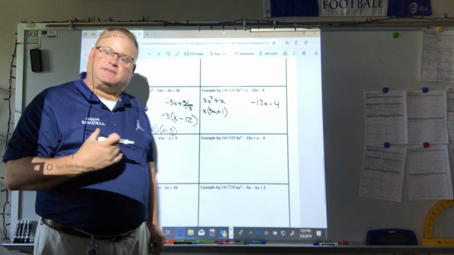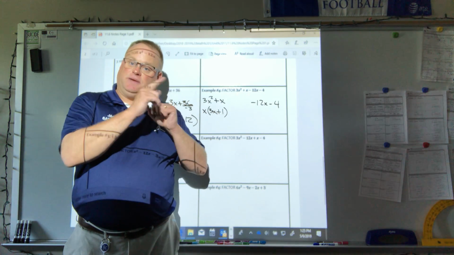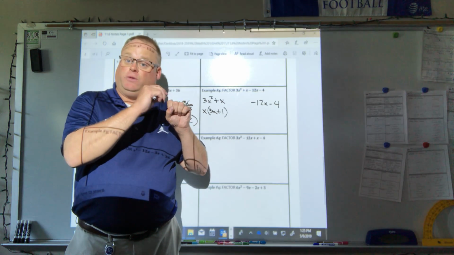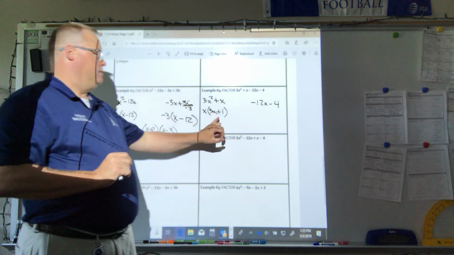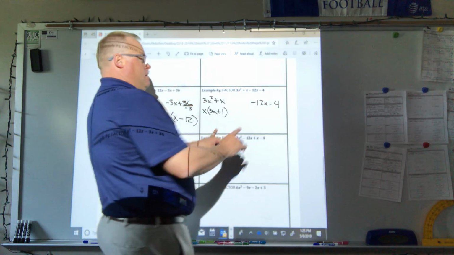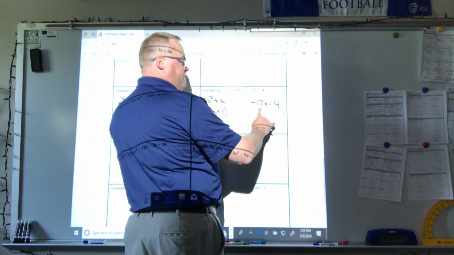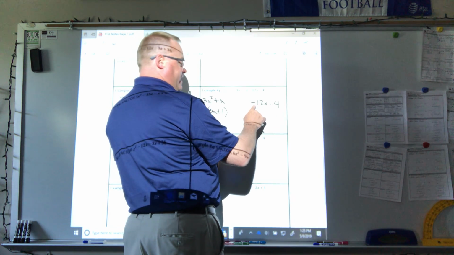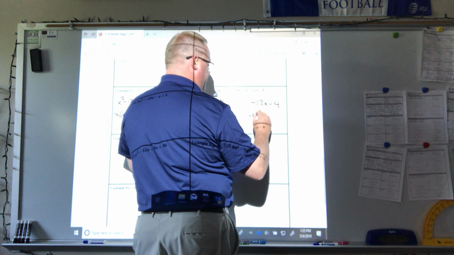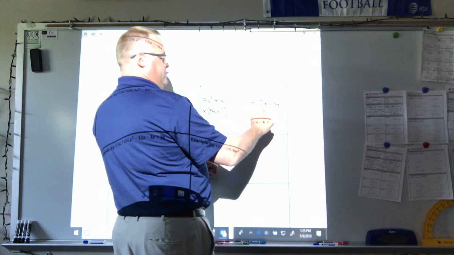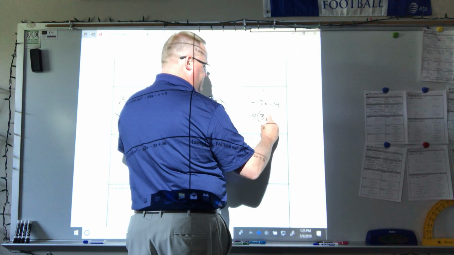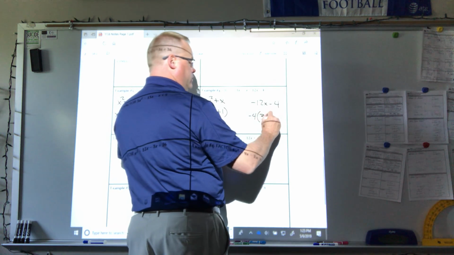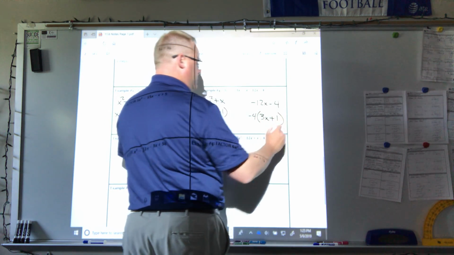X divided by x, same base divided by same base. 1 minus 1 is 0. X to the 0 is 1. So I have 1 left over. Factor out a negative 4 here. 4 is the GCF, and the leading term is negative, so factor out a negative. Negative 4 from negative 12x gives me a positive 3x, and negative 4 from negative 4 leaves me a positive 1.